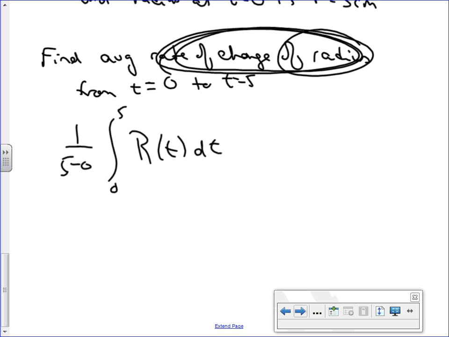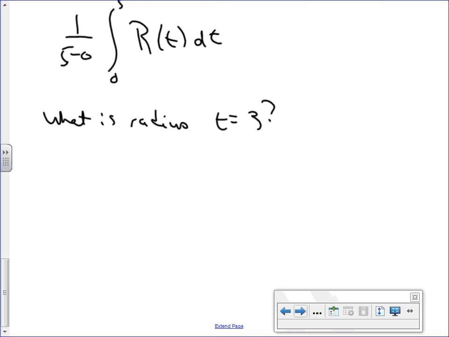Does that make sense? Okay, if I asked you instead to find what is the radius when t equals 3? Big R doesn't tell me the radius. Big R tells me the rate of change of the radius. To go from centimeters per second to centimeters, what do you have to do? Antiderivative, okay? So I'm going to have to take the antiderivative.